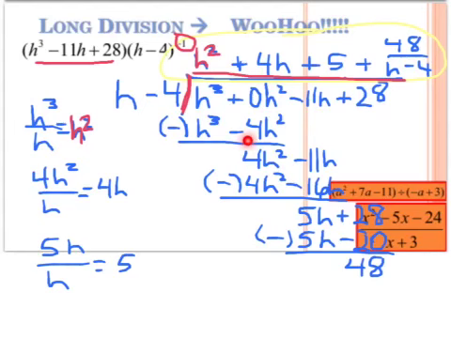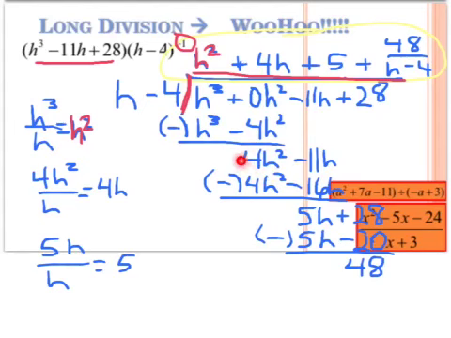So then we subtract. And there's my subtraction showing. h cubed minus h cubed is 0. I don't have to put anything there. And then 0h squared minus a negative is 0 plus 4h squared. So I put 4h squared right there. So now we're back to the beginning.